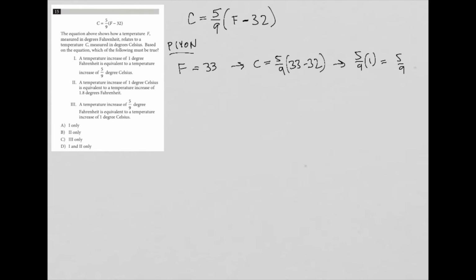Now I increase that by 1. Now I have F equals 34. What happens then? C equals 5/9 times (34 minus 32), which becomes 5/9 times 2, which is 10/9. The answer choice says a temperature increase of 1 degree Fahrenheit is equivalent to a temperature increase of 5/9. Well, yeah, right? 5/9 increased by 5/9 does in fact equal 10/9. So when I increase my Fahrenheit number by 1, I got a plus 5/9 on the C.